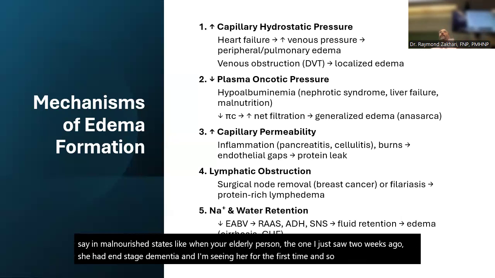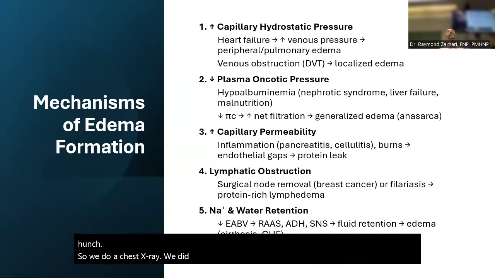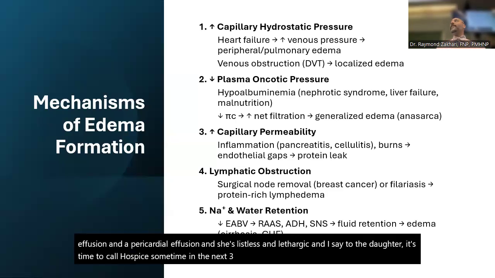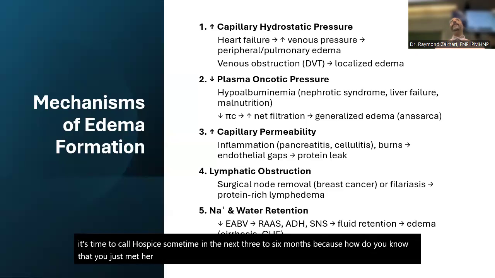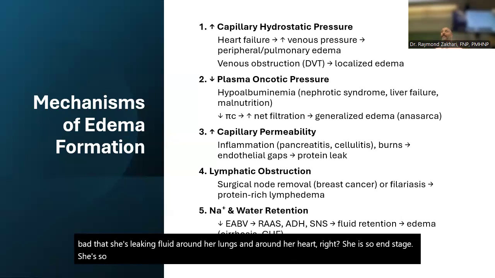And so I do my $1,000,000 workup just to make sure I'm not missing something, like she's acutely delirious, but I had a hunch. So we do a chest x-ray, we did an echo, we did an EKG, we did basic labs, and I find a pleural effusion and a pericardial effusion, and she's listless and lethargic. And I say to the daughter, it's time to call hospice sometime in the next 3 to 6 months. She goes, how do you know that? You just met her. Well, she's not eating very much. Well, how bad is it really? Well, it's so bad that she's leaking fluid around her lungs and around her heart, right? She is so end stage, she's so malnourished at that point as a normal decline of dementia. But you can then realize how advanced this disease really is.